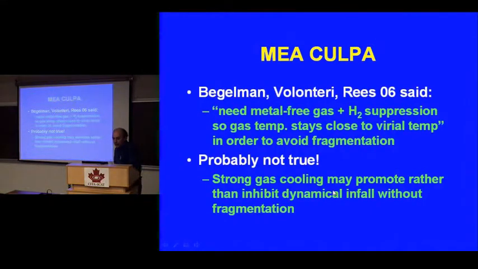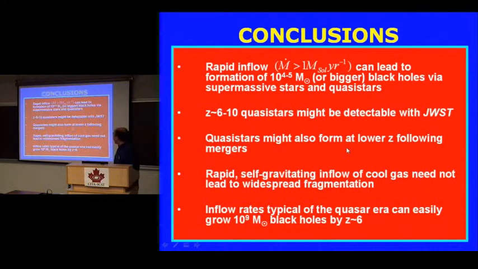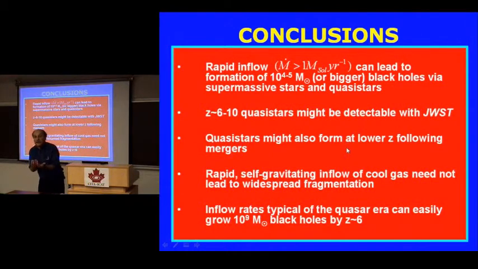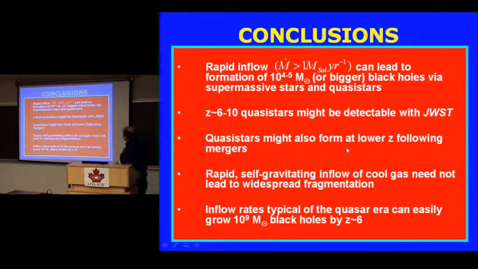Okay. So I already gave my mea culpa, which is that I'm no longer convinced that you need metal-free gas and suppression of H2 to get these very large infall rates. So let me just go to the conclusions. I've argued that if you can somehow arrange for very large infall rates of gas into the centers of potentials, you can produce supermassive stars that eventually leave behind black hole seeds that are quite a bit larger than the kind of seeds you can get from Pop III stars, perhaps 10^4 or 10^5 solar masses.